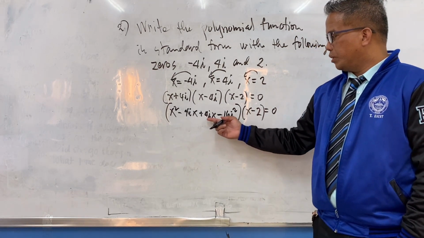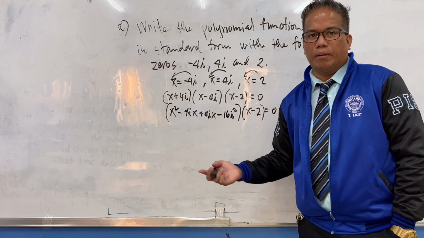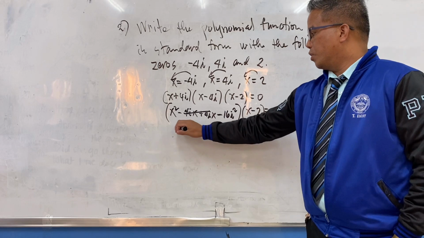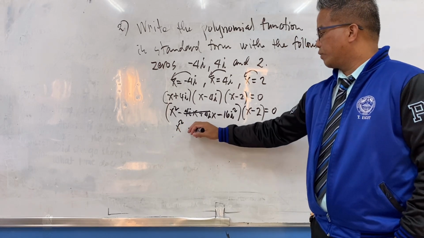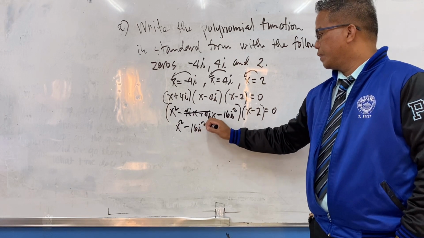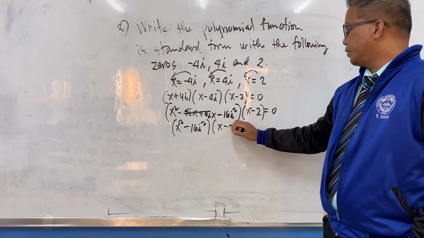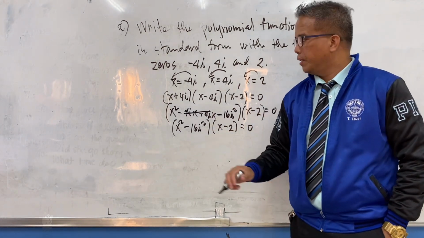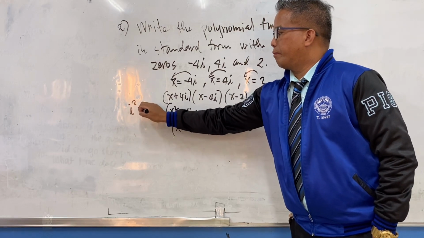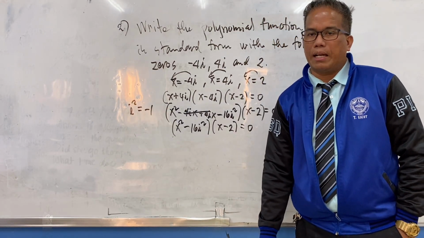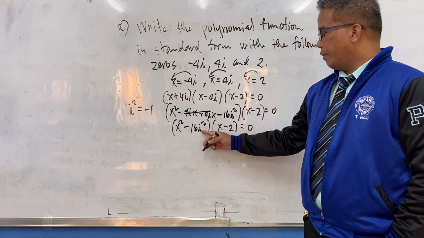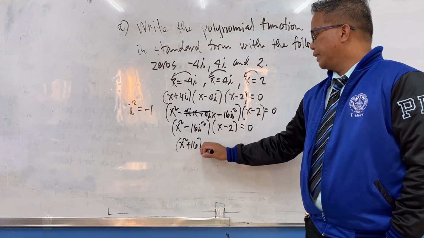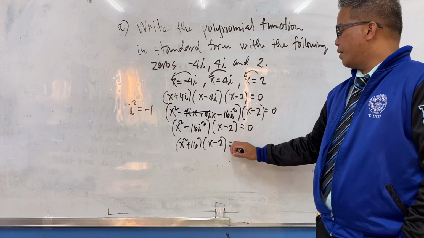So combine similar terms. Since these terms have different signs, we can cancel them. The result will become 0. So we have now x squared minus 16i squared. Then times x minus 2 equals 0. But since we have i squared, remember i raised to the second power equals negative 1. So that is the value. So change this to negative 1. Negative 1 times negative 16, it will become now x squared plus 16 times x minus 2 equals 0.